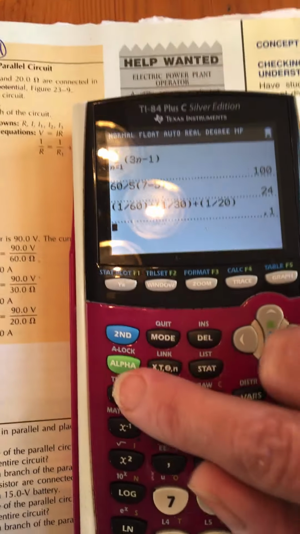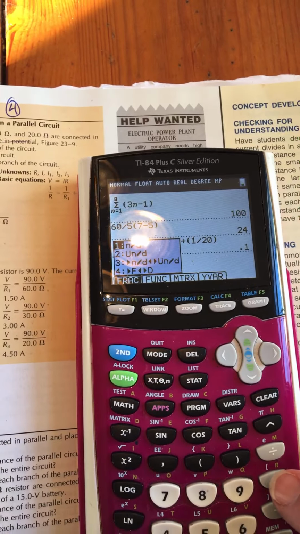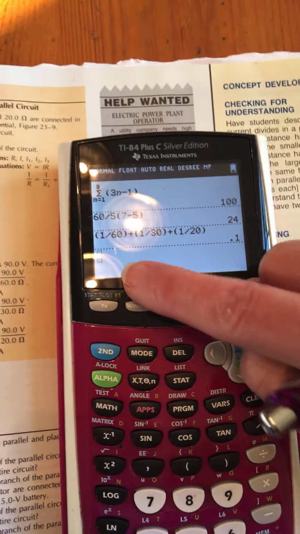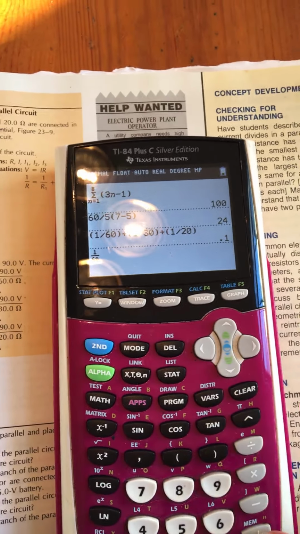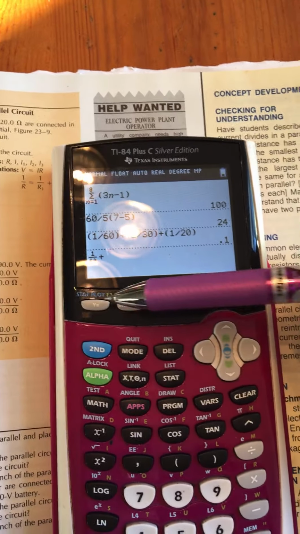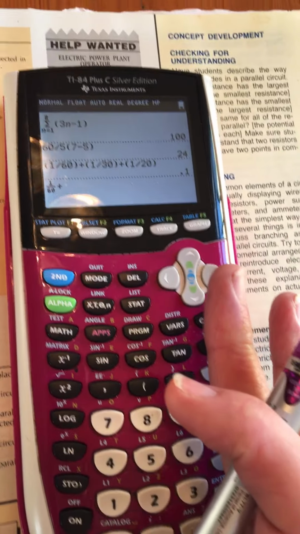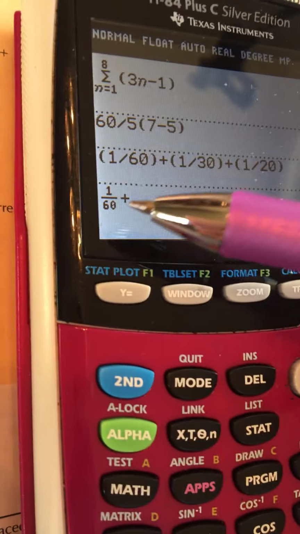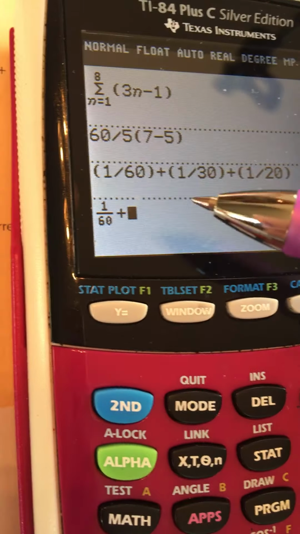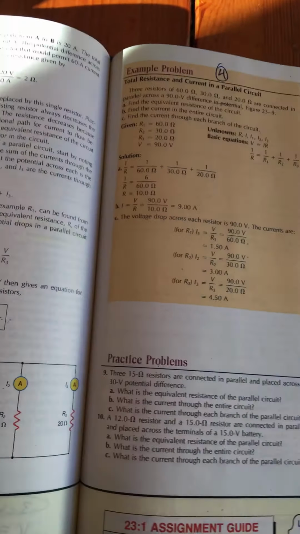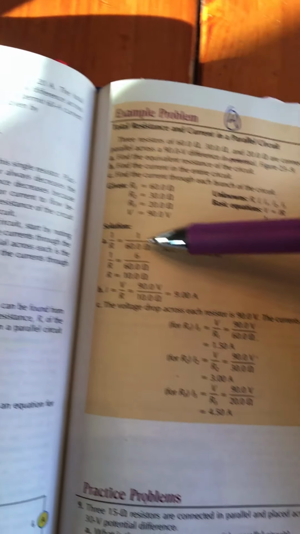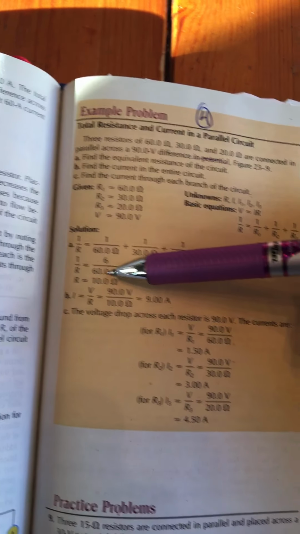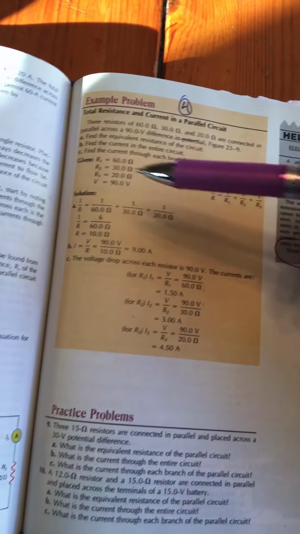Or you can use alpha y equals and then hit enter, and that makes it a fraction where you could do 1 over 60, arrow over, plus. So I like the alpha y equals option because it gives nice little fractions. See that? Or you can use parentheses. But if you try to do it without parentheses, you'll probably get the wrong answer. All right. So anyway, that ends up being 6 over 60, which is 10 ohms.